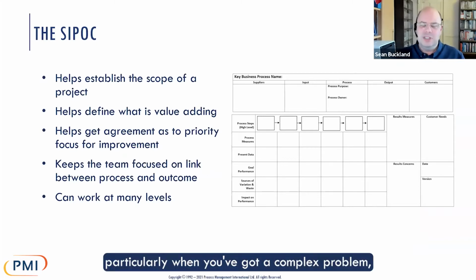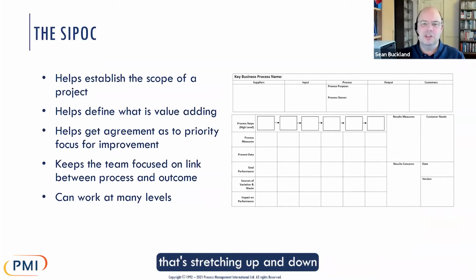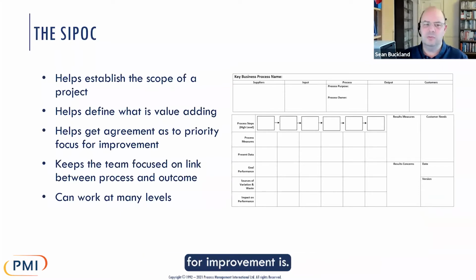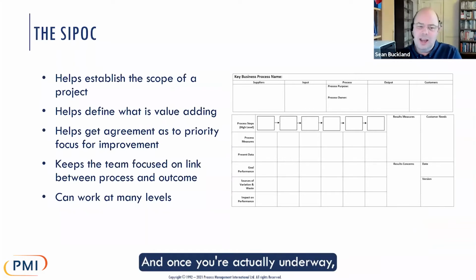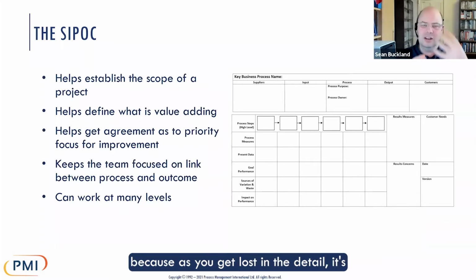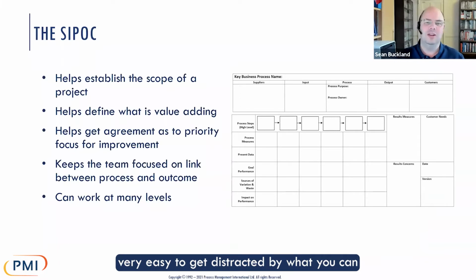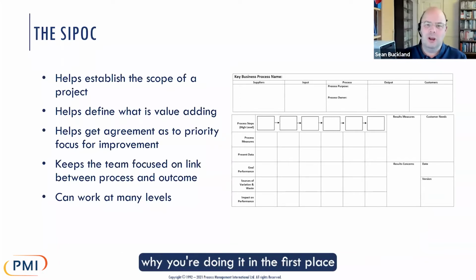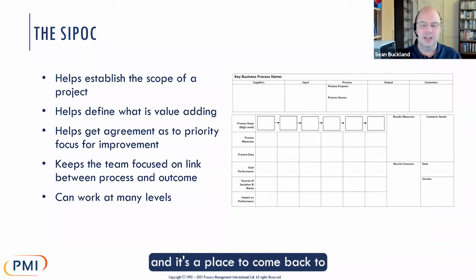The next thing is, particularly where you've got a complex problem that's stretching up and down maybe quite a large amount or even an entire value stream, it can help you get agreement as to where the priority focus for improvement is. And once you're actually underway, it can help you keep focused, because as you get lost in the detail, it's very easy to get distracted by what you can and can't do. Whereas this tool will help you stay focused on why you're doing it in the first place. And it's a place to come back to if ever you get stuck and lost.